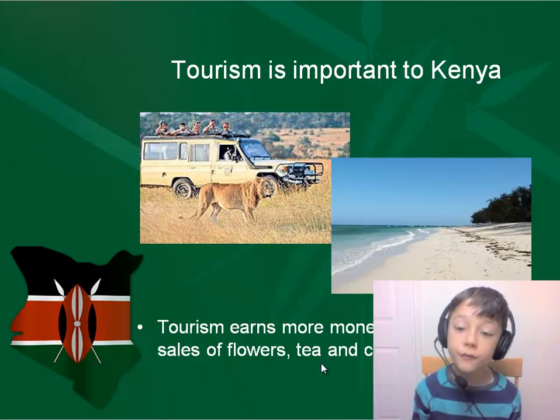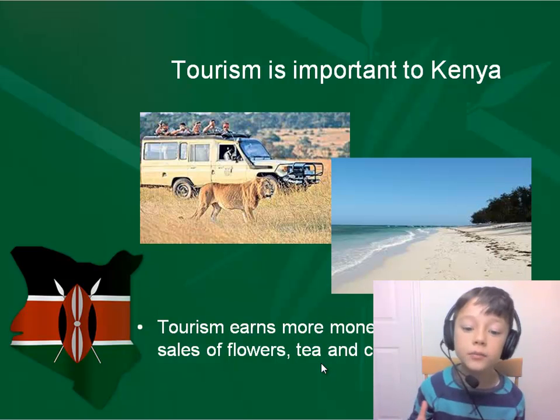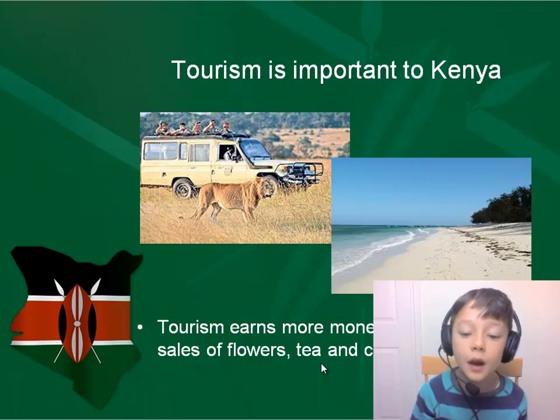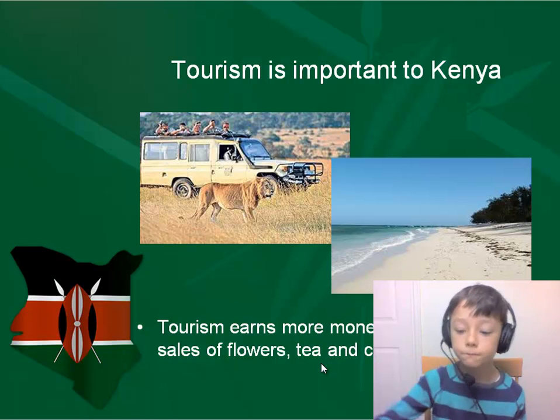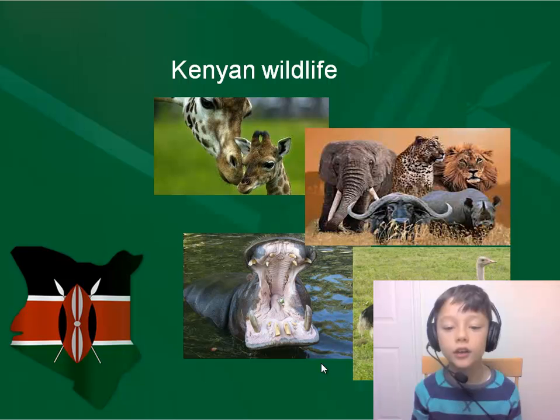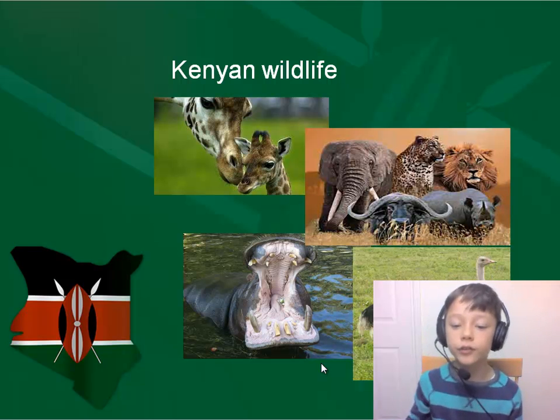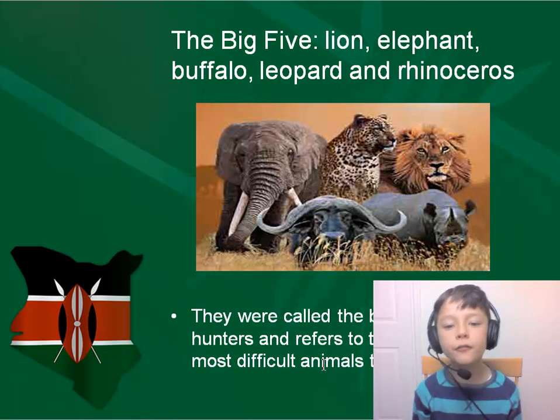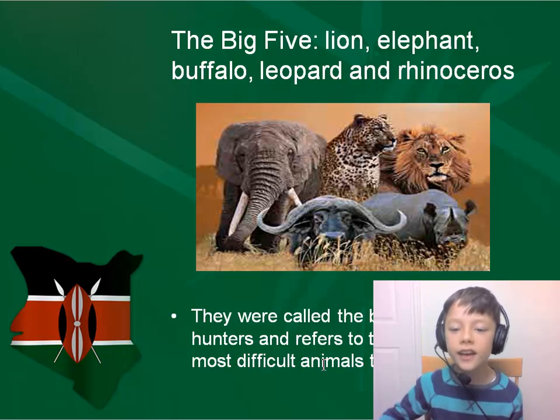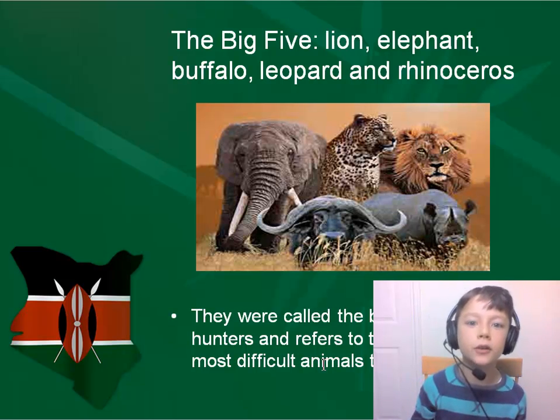Tourism is very, very important to Kenya. Tourism earns more money for Kenya than sales of flowers, tea, and even coffee. Kenyan wildlife. Kenya has lovely wildlife, including giraffes, rhinos, elephants, lions, and loads more. The Big Five game, including the elephant, the buffalo, the leopard, the lion, and the rhinoceros. They were called the Big Five by big game hunters and refers to the five as being the most difficult animals to hunt on foot.